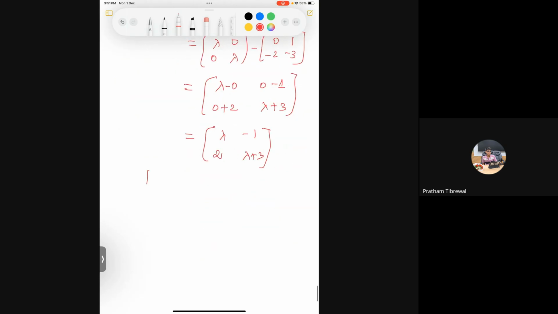Now we are going to find the determinant of lambda I minus A. Determinant of lambda I minus A equal to determinant of this matrix. How to find the determinant? Lambda into lambda plus 3 minus of minus 2. Lambda square plus 3 lambda plus 2.